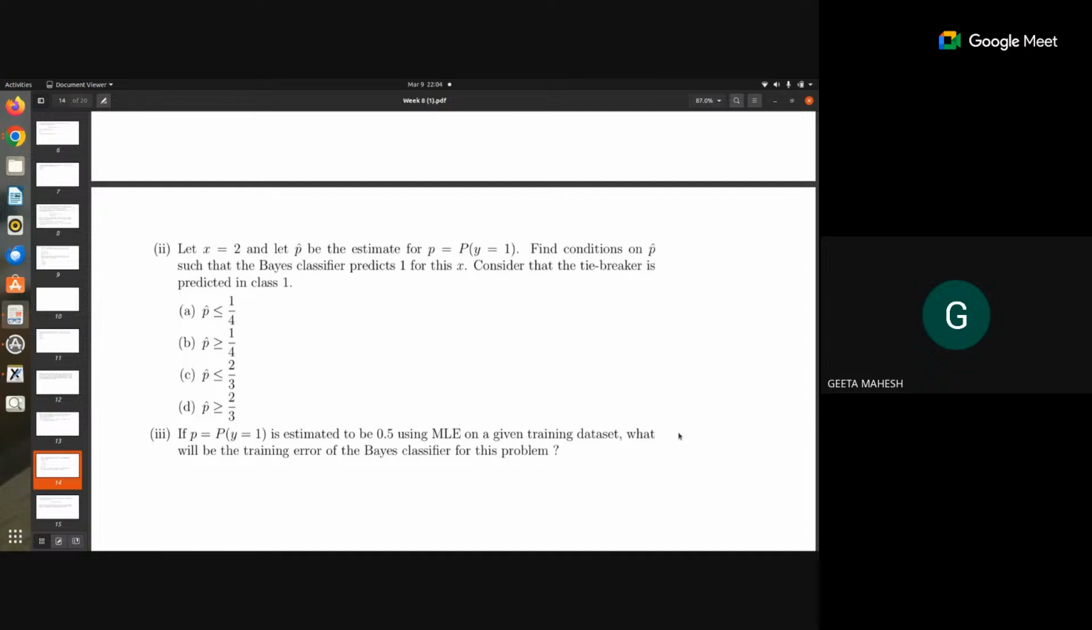So probability of x given y equal to 1 into probability of y equal to 1, which will be taking as 0.5. And probability of x given y equal to 1 is from the uniform distribution. So that will be 1 by 4 into 0.5.